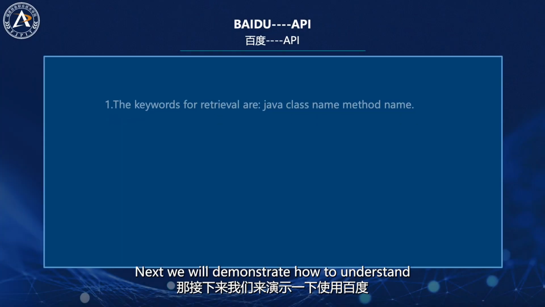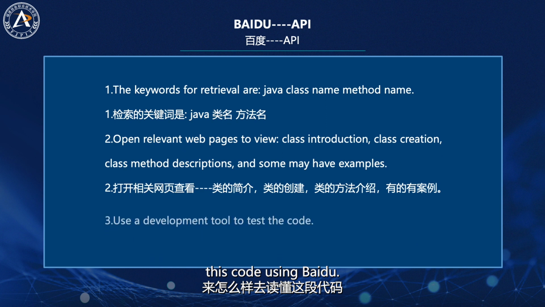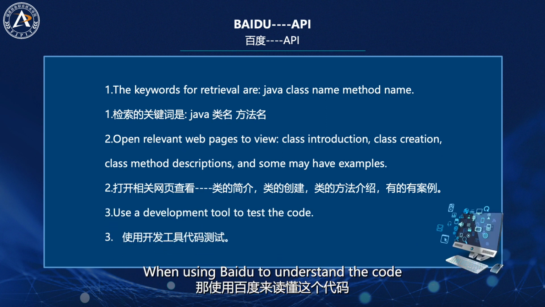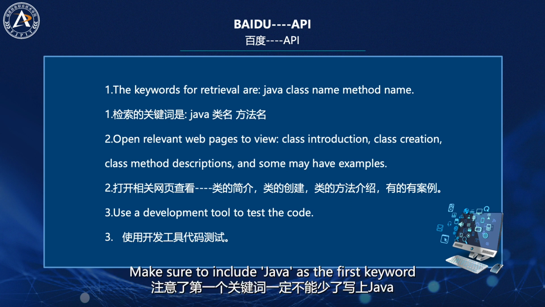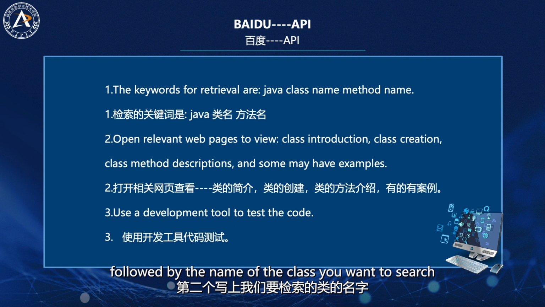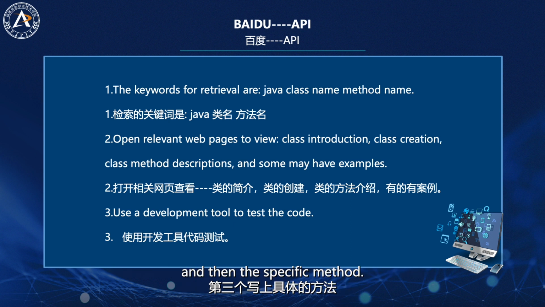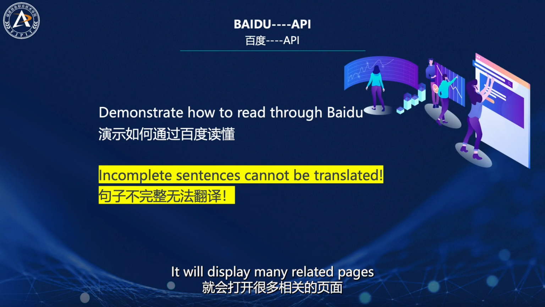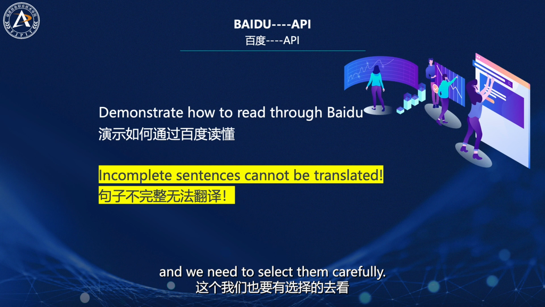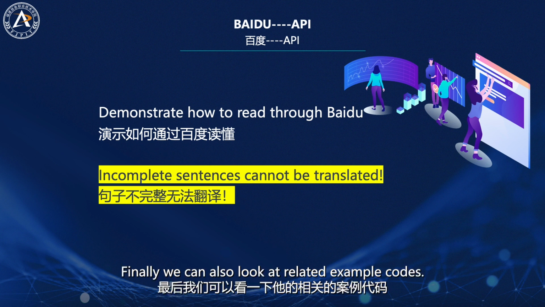Next, we will demonstrate how to understand this code using Baidu. When using Baidu to understand the code, we first need to determine the keywords for the search. Make sure to include Java as the first keyword, followed by the name of the class you want to search, and then the specific method. After opening the web page, perform the search. It will display many related pages, and we need to select them carefully. Finally, we can also look at related example codes.